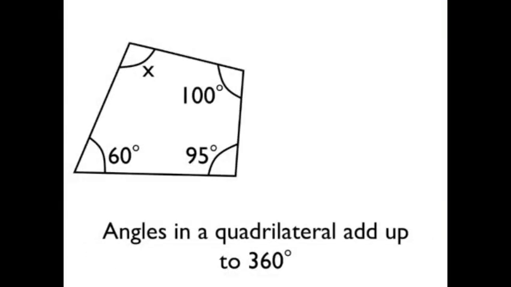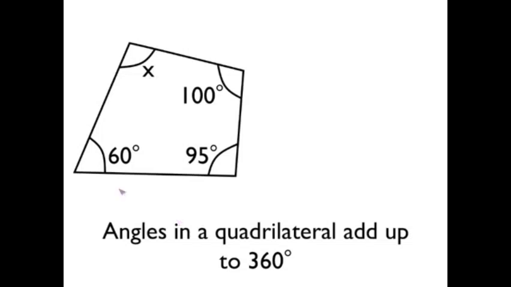Let's see how we can use this angle fact, angles in a quadrilateral add up to 360 degrees, to solve an angle problem. Here I've got an irregular quadrilateral, but this angle rule, as I've said before, works for whatever quadrilateral you can think of. Okay, so we have an irregular quadrilateral here which has interior angles of 60 degrees, 95 degrees and 100 degrees, and it also has another angle x which we don't know the size of yet, and we're going to use the angle rule to calculate it.